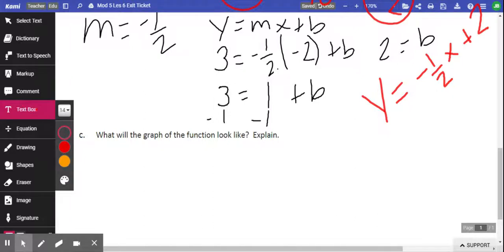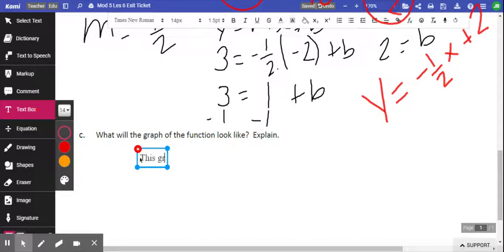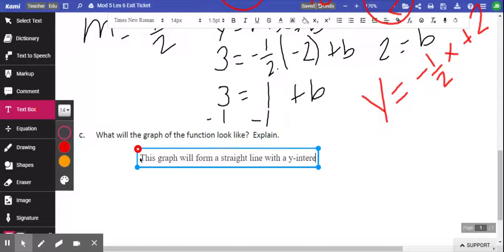Oh, try that again. This graph will form a straight line with a y-intercept of 2 and a slope of negative 1/2.